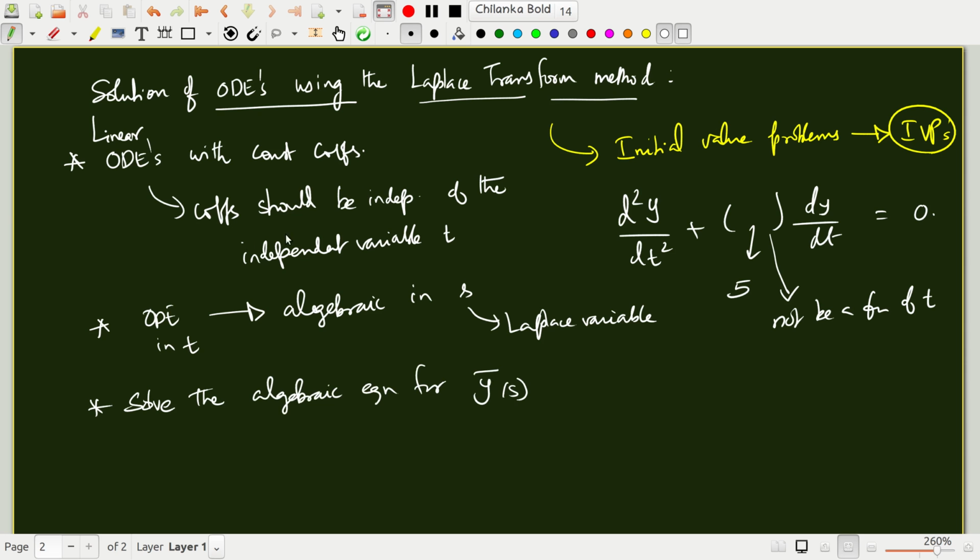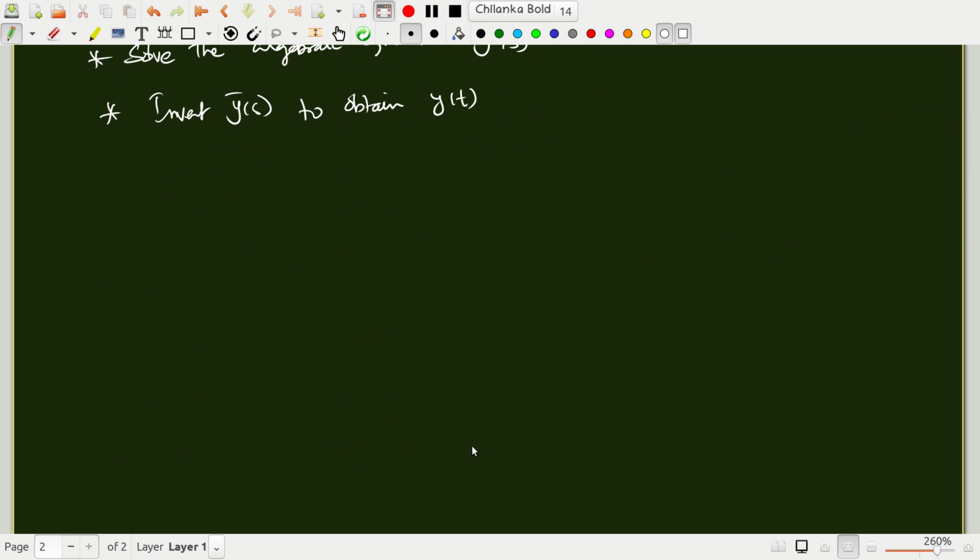Let's say the ODE is in y of t. Then if you transform it, you will get y bar of s. Once you solve for y bar of s, invert y bar of s using the inverse Laplace transform that we discussed earlier to obtain y of t. Of course, I will illustrate this with an example. Recall the Laplace transform pair.